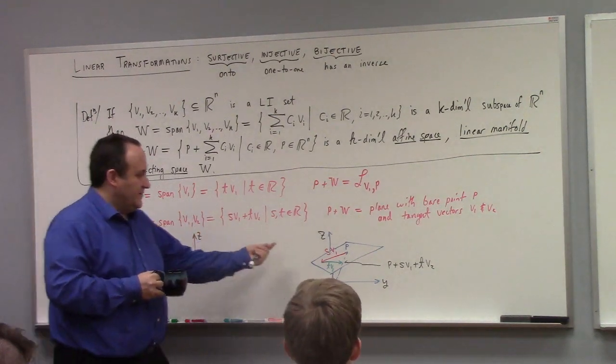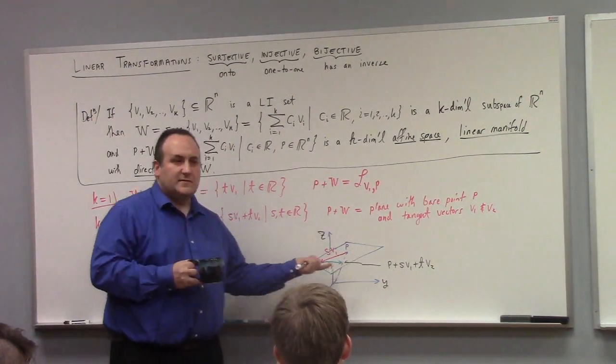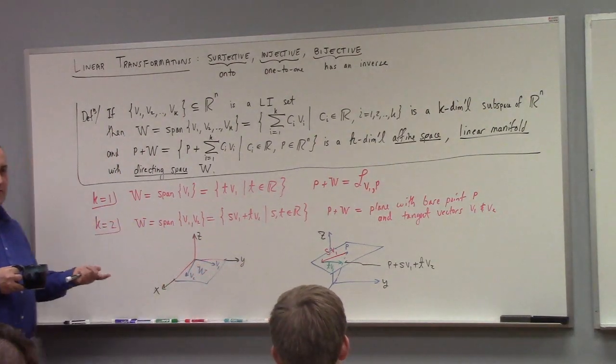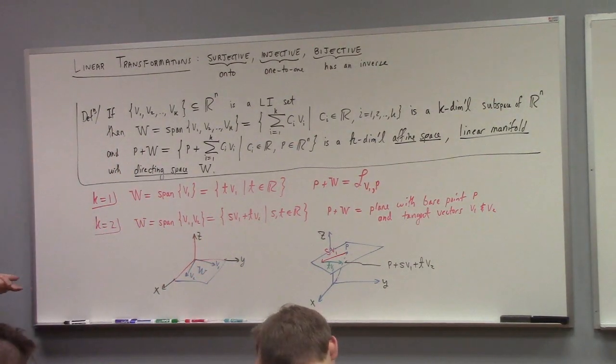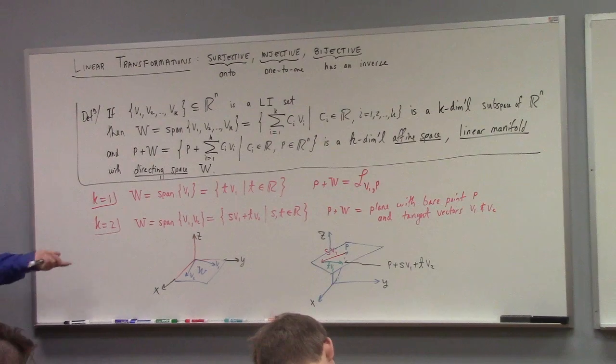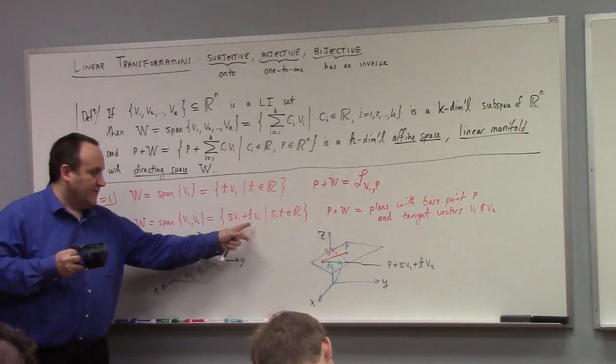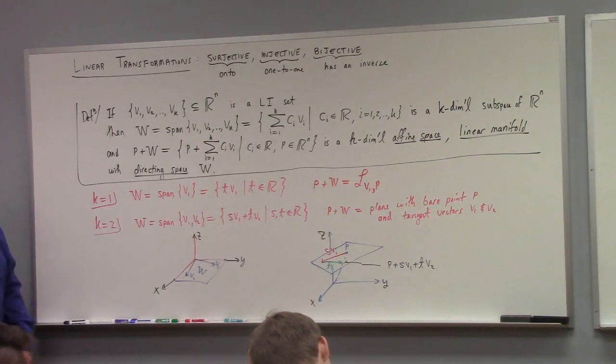But basically, the parameters serve as coordinates, right? The parameters serve as the coordinates on the plane. So in Calc 3, we talked about the parameterization of a plane, right? The weights in these linear combinations served as the parameters, essentially, right?